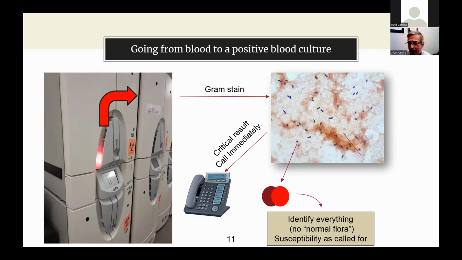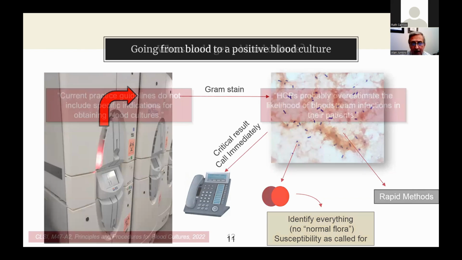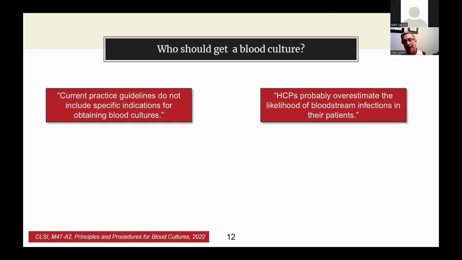And then, of course, there's the rapid methods. Ashley talked about the Verigene a couple of weeks ago, and there are some other ones as well that can be done these days. So let's talk about reliability of blood cultures.